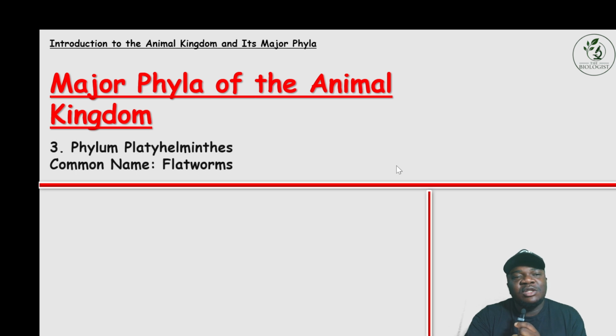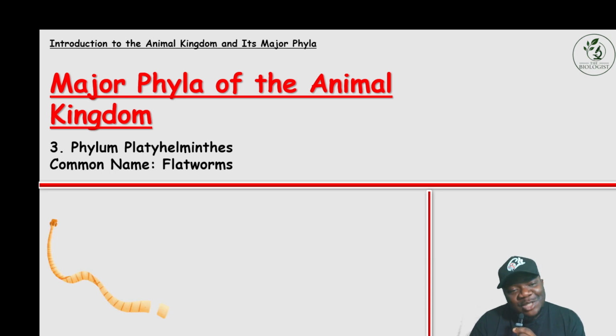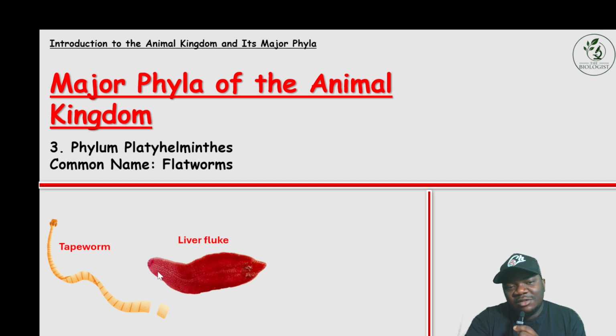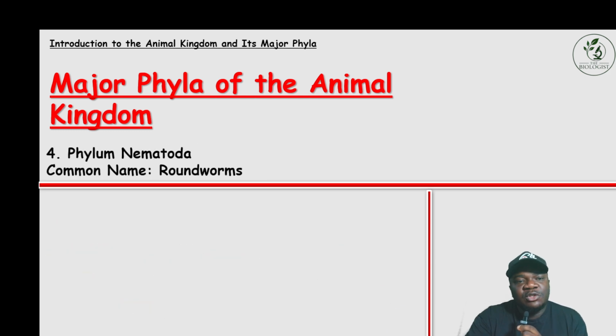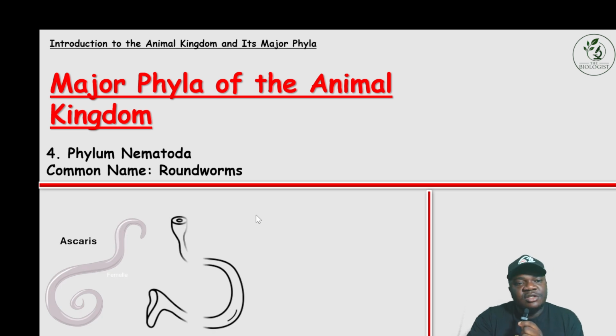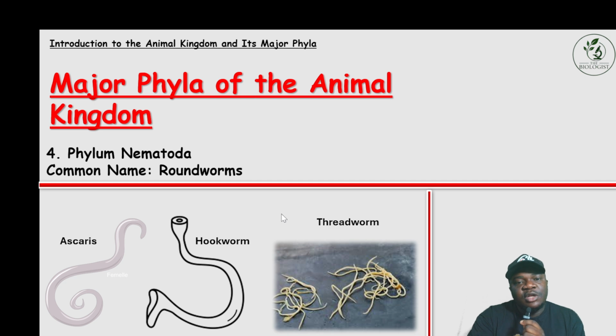The next one is phylum Platyhelminthes, commonly known as flatworms. This phylum is highly parasitic, like the tapeworm, which is very parasitic. You have the liver fluke, also parasitic, and you have planaria. These are the members of phylum Platyhelminthes. The next one is Nematoda, also known as the roundworms. Here you have Ascaris, hookworm, and threadworms. These are the members of phylum Nematoda.